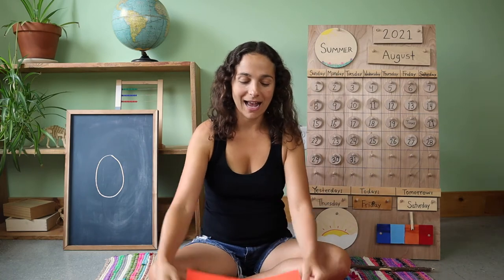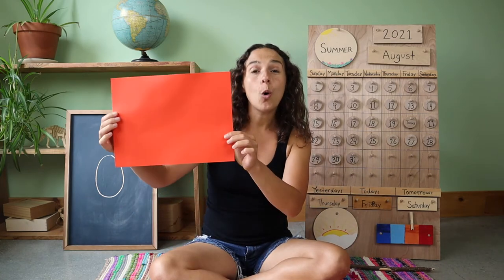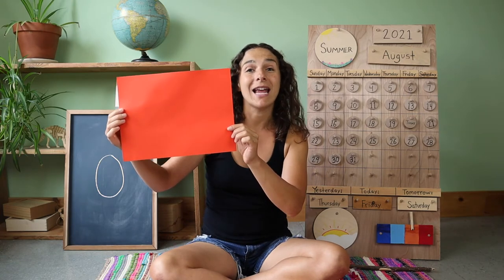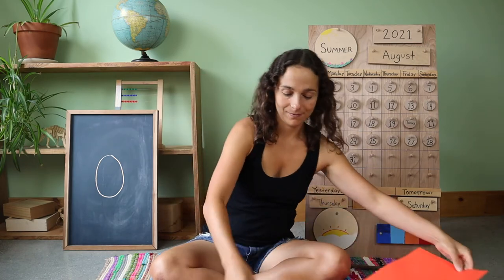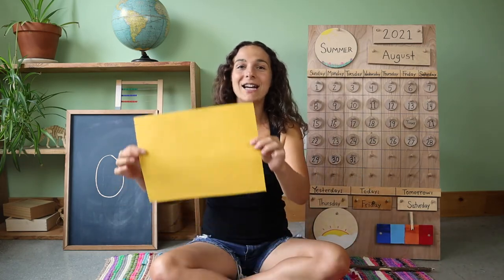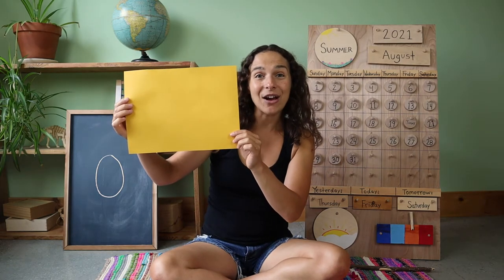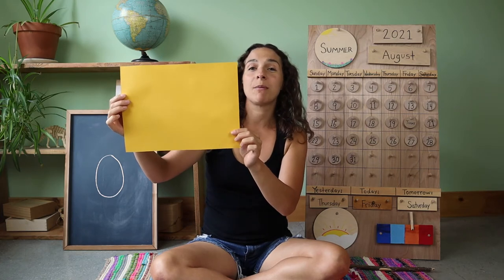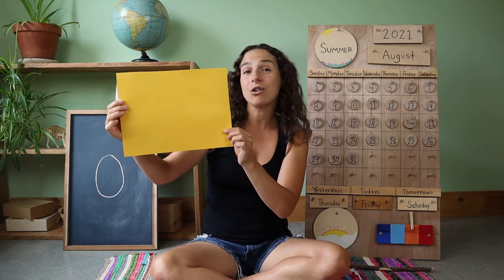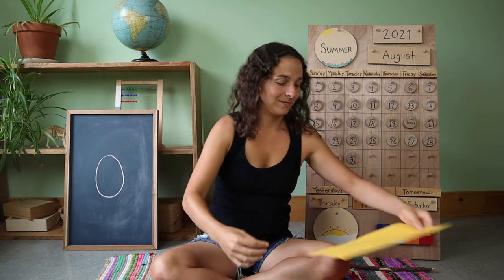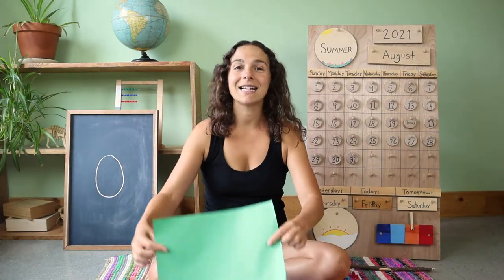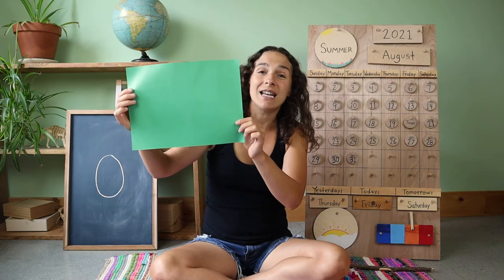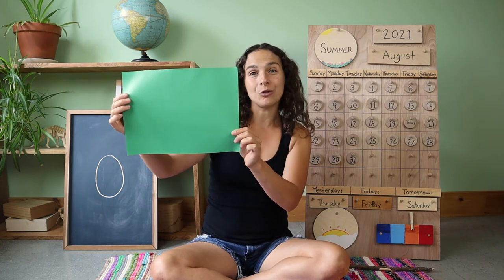The next color that I have is orange, because orange is such a bright color. It is also a very energetic color. And here I have yellow. Yellow is also a very bright color. So it's a color used to represent feelings of happiness and also just a friendly color. Next I have green. Green is used to represent a natural color and also being outdoors.